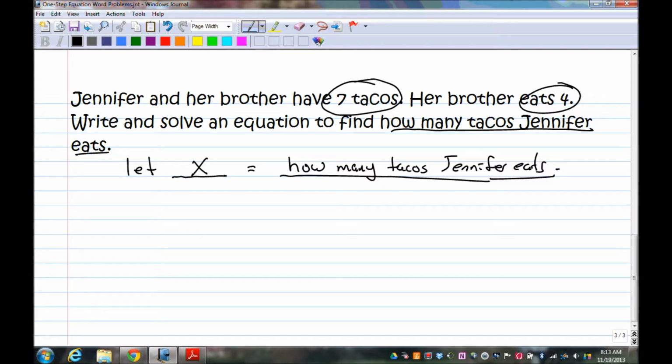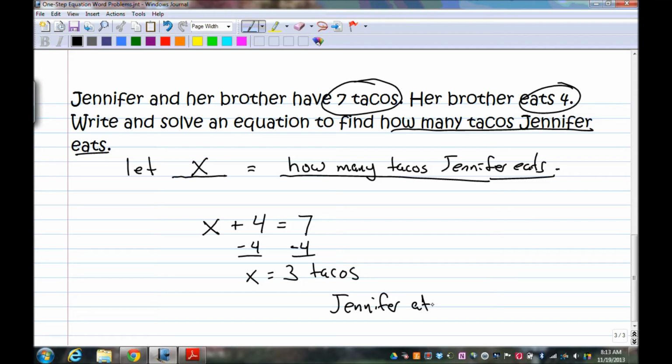So, when you were doing this, you would say x, the number of tacos that Jennifer eats, plus the tacos that her brother ate would be equal to the total amount of tacos that they had. So x plus 4 equals 7. If you were to solve it then, minus 4, x is equal to 3 tacos. And again, when you would answer this word problem, then you would look up at your let statement and say, oh, I would answer it by saying Jennifer ate 3 tacos.